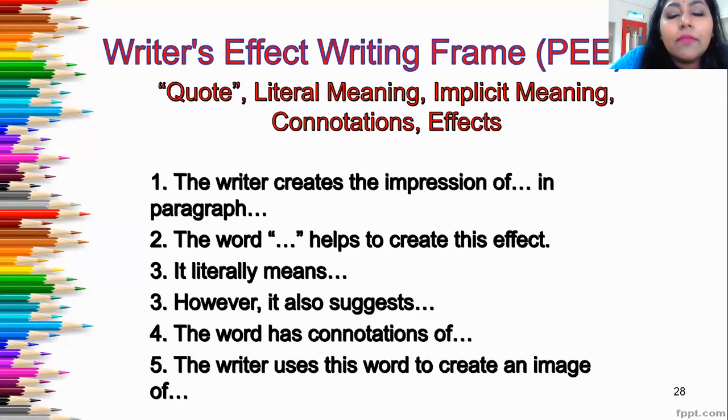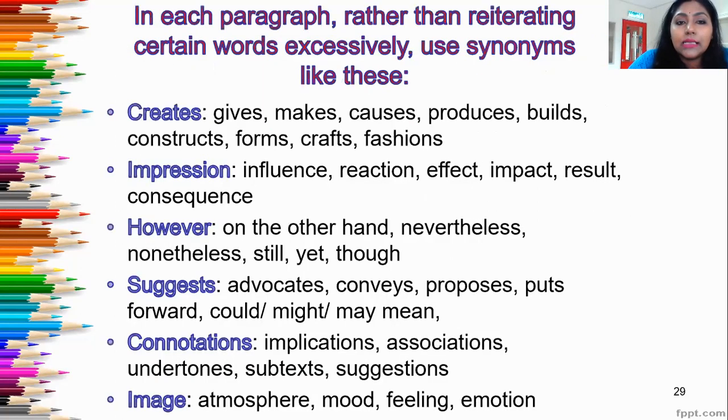Okay, so I have given you an example of a complete writer's effect writing frame. The writer creates the impression of what in paragraph 1. The selected word helps to create this effect. It literally means, however, it also suggests. The word has connotations of. The writer uses this word to create an image of. So these could be your sentence starters when you're using the PEE writing frame.